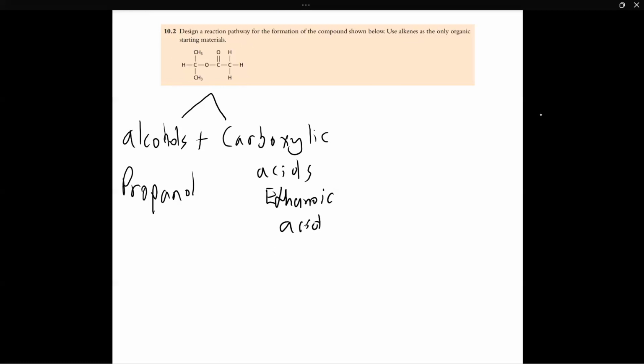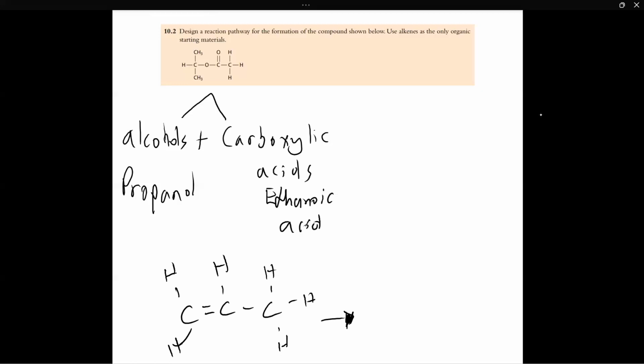So first I'm going to create propanol, right? Using alkenes. So I need to create an alcohol from an alkene. Propanol has 3 carbons, so preferably my alkene should be propene. I'm going to start with propene. So this is propene. And from propene, the first thing I'm going to do is hydrate it. It's going to undergo a hydration reaction.